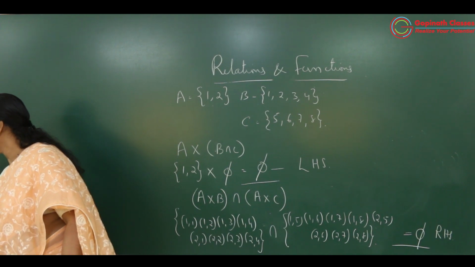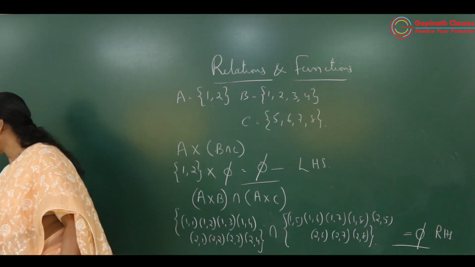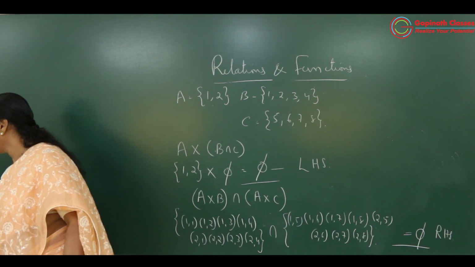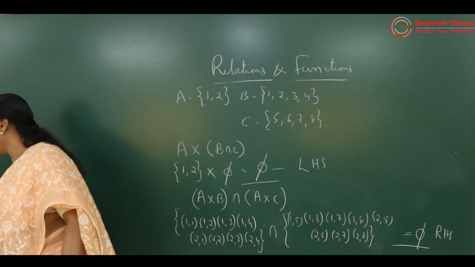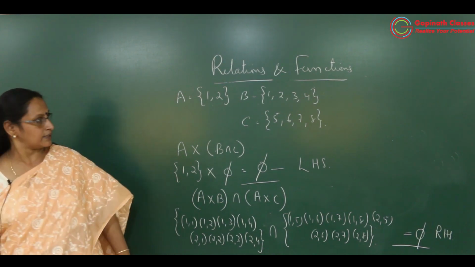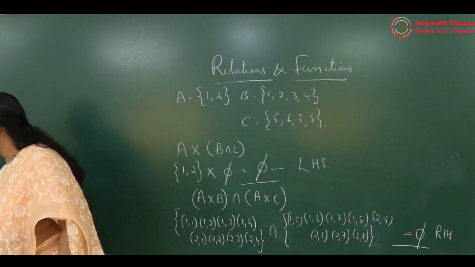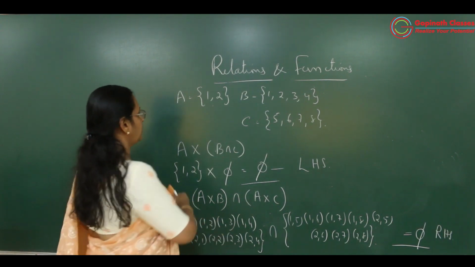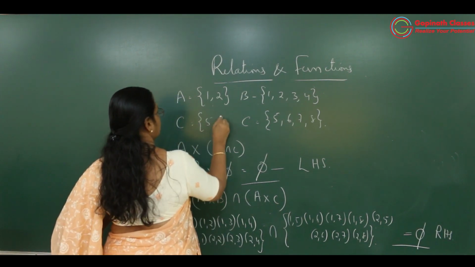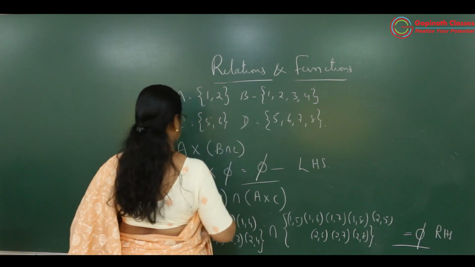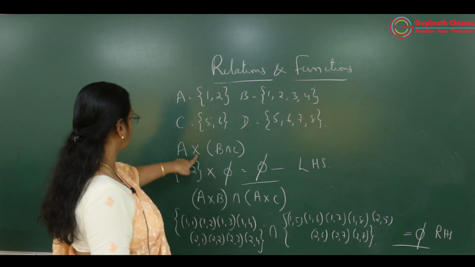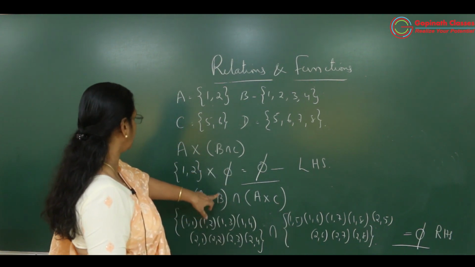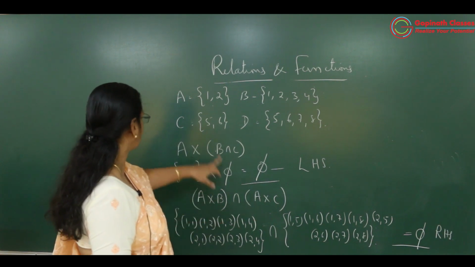And the second question is the same. The second question is A cross C is a subset of B cross D. Oh, D is also given, I'm sorry. D is 5, 6, 7, 8, and C is 5, 6. C is only 5, 6. So, (A cross B) intersection C. A cross B is right, and A cross C must be wrong.